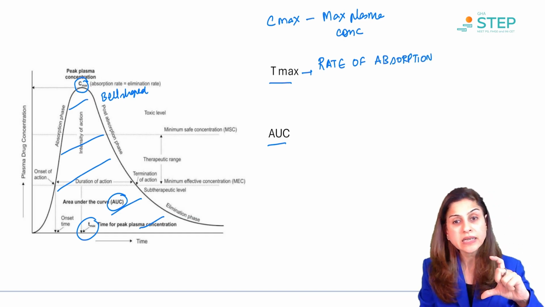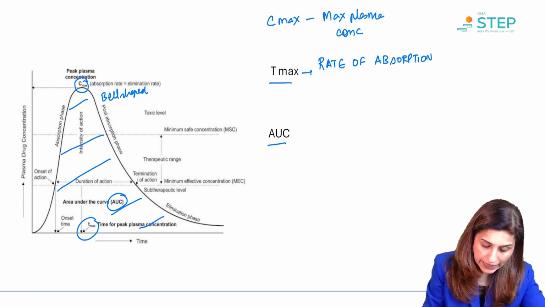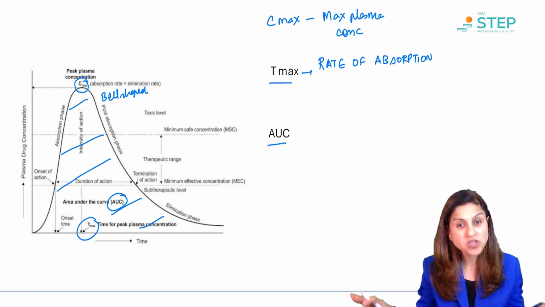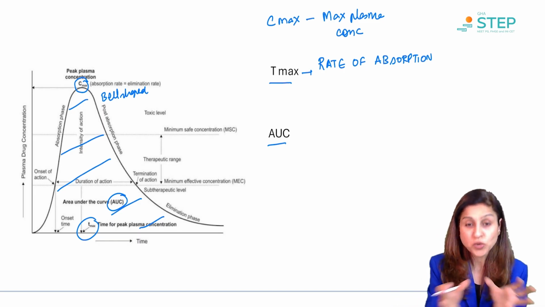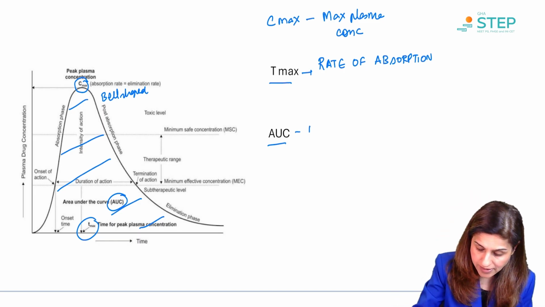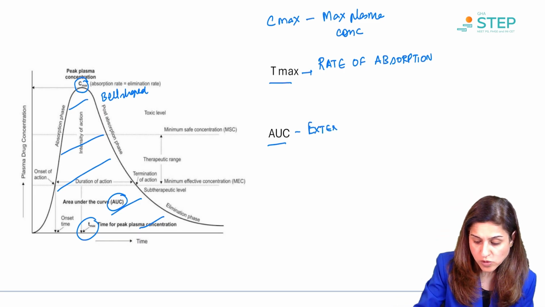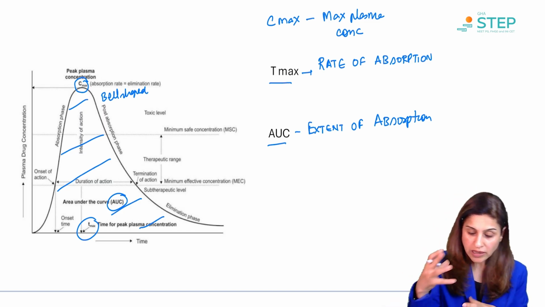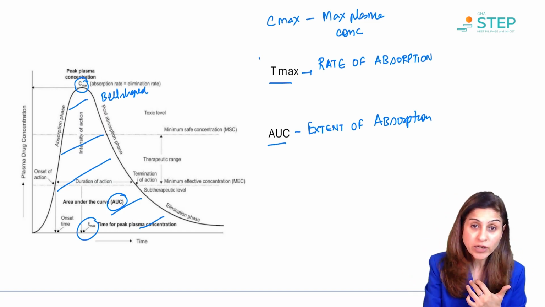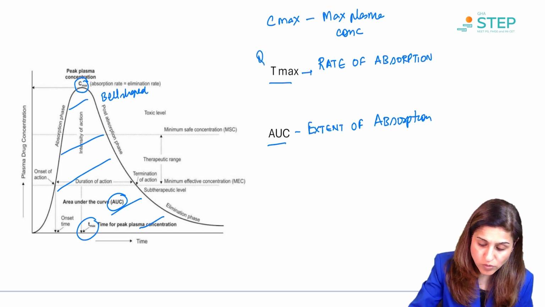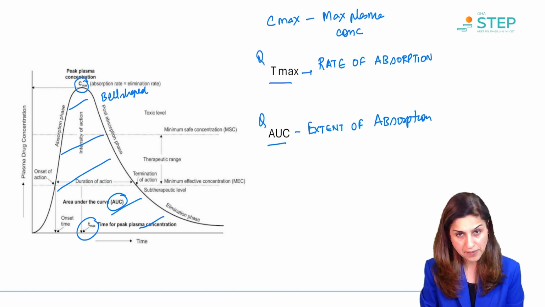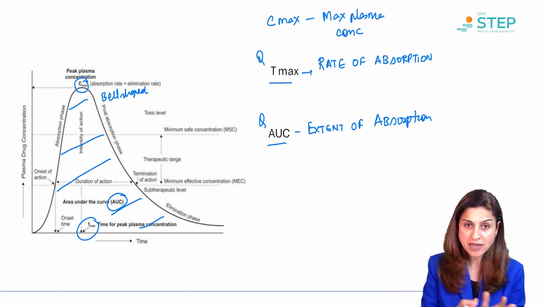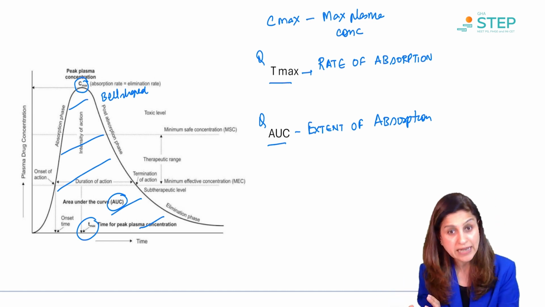Now coming to the third term, the area under the curve. This whole area tells you how much the drug has been absorbed. In other words, we can write it as the extent of absorption. So area under the curve tells you about the extent of absorption, and Tmax tells you about the rate of absorption. These two are the most frequently asked terms in the exams, and we have to remember: Tmax is for rate and AUC is for the extent of absorption.